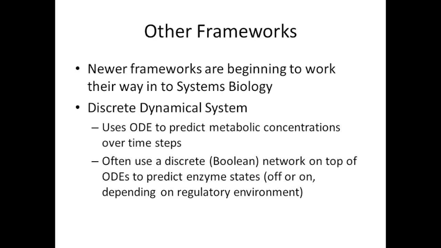So you would take just the regular kinetic ODE equations for that system, just as you would to predict the metabolic concentrations over certain time steps. But now you can add on top of this a discrete network, or if it's regulatory, usually a Boolean on or off network, which will predict the enzyme states, on or off, and whether or not that reaction can proceed in the system. So this is a dynamic way of doing what people had been doing before, a priori, before they actually ran the simulation and determined which metabolites were on or off, or which reactions were on or off.